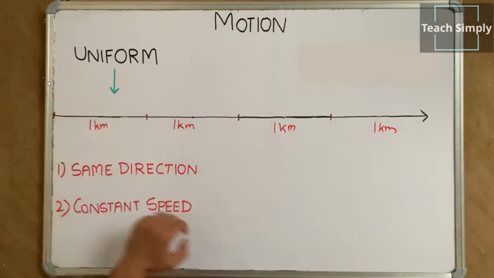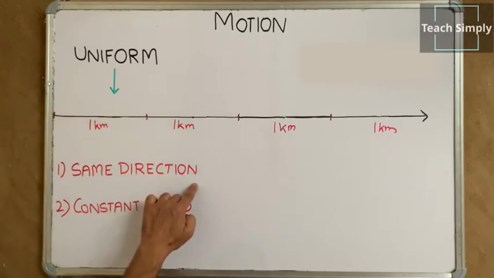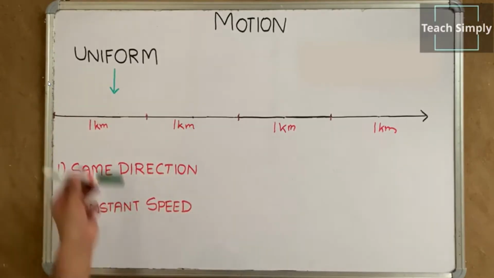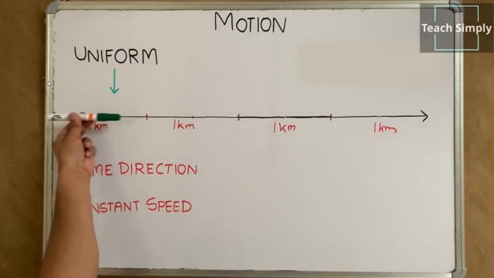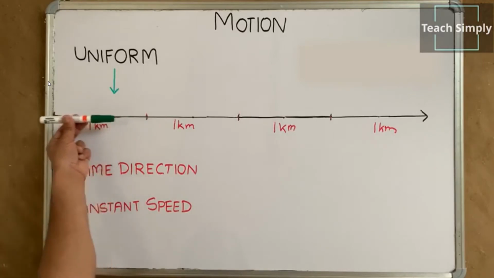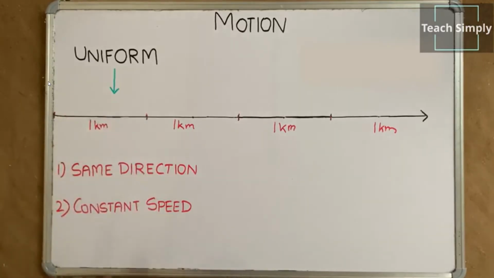So the direction is shown with the help of a marker here. You can see a marker that's moving. So it is moving in one direction, fixed direction, and speed is also constant. So these are two particular conditions which are to be satisfied for the uniform motion.